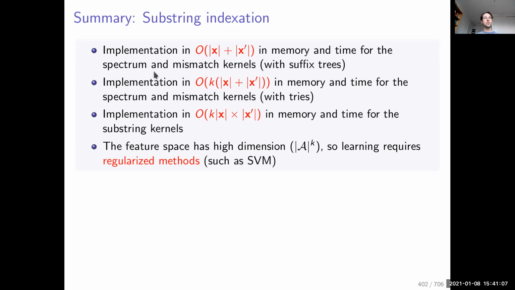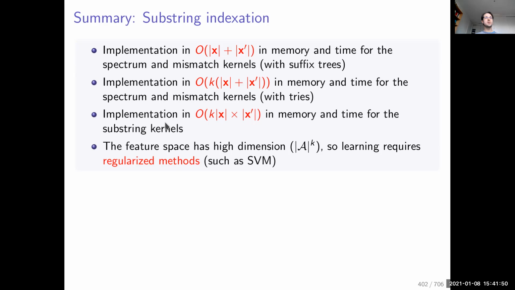So in summary, the complexity for these kernels, for spectrum and mismatch kernel, is simply linear in the size of the sequences. So this is fast to compute. This is an implementation which requires some pre-indexation of the different patterns that appear in the sequences. If you cannot do that, you have this complexity where you pay a factor k. You can also remove this factor k if you use a suffix tree, but this is an implementation which is a bit more complicated, where you pay a price in the constant in the big O notation.